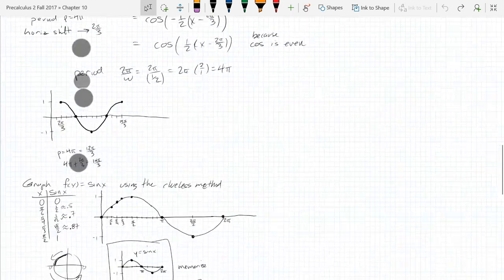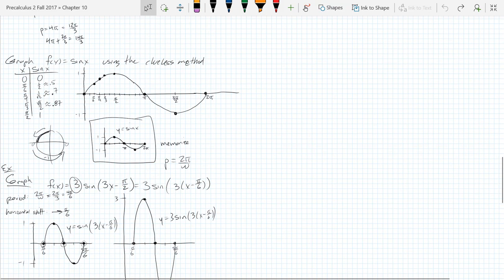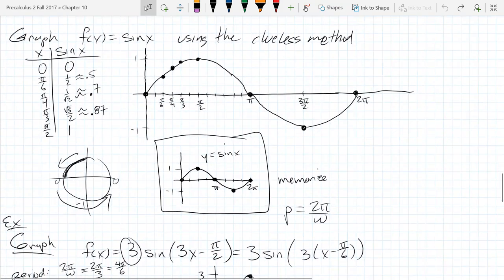I'm going to do this up where we did the original sine graph. So we're going to write this near the original sine graph. I'll just write it on the right side.